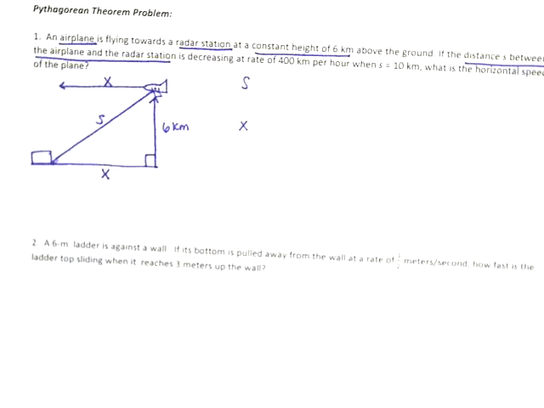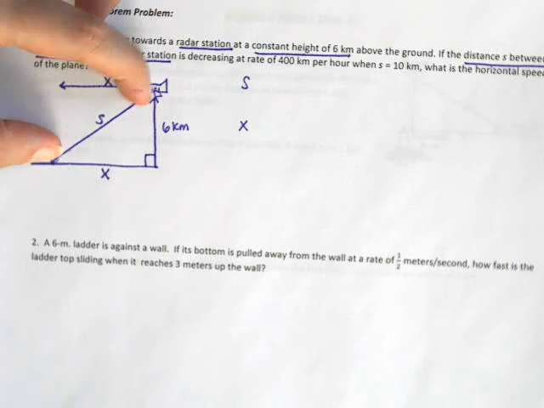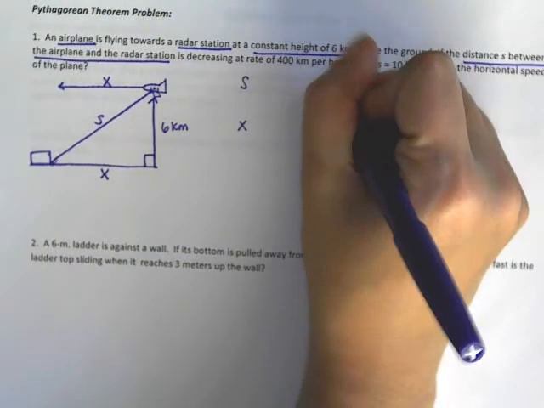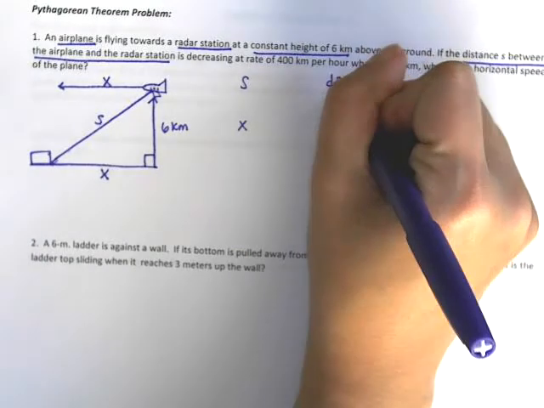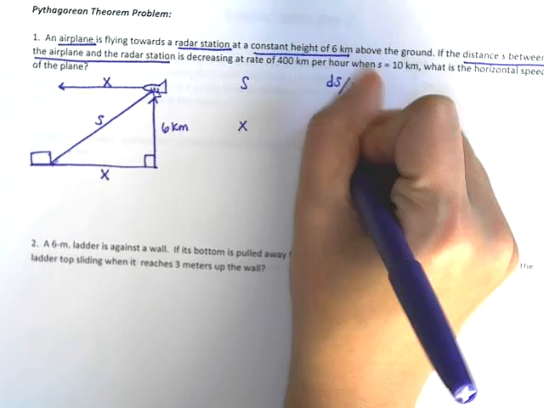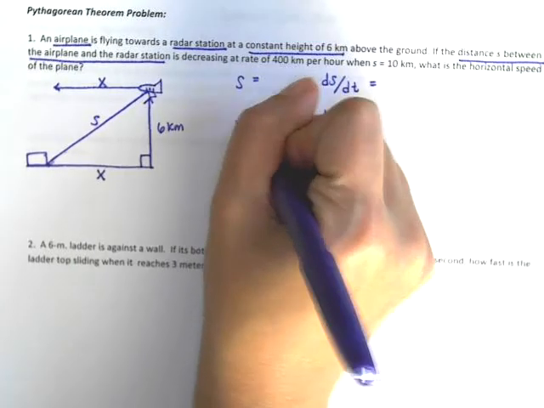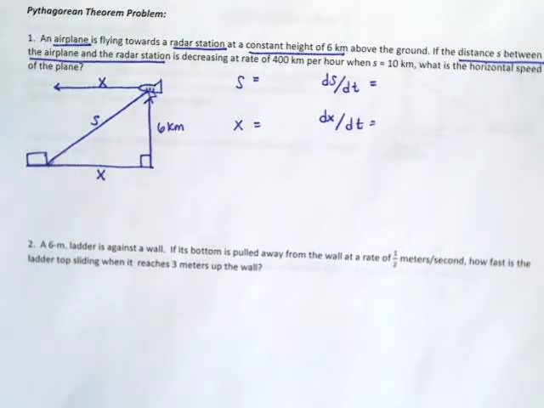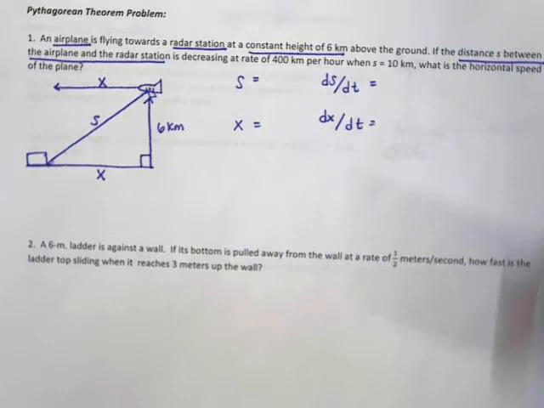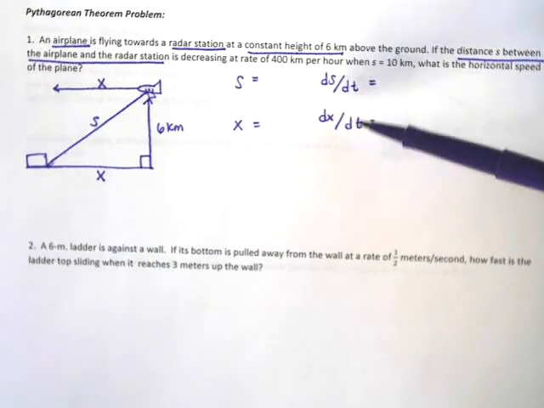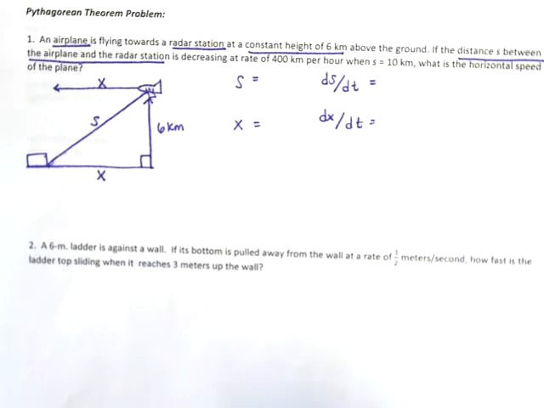Because both s and x are changing, the distance here is getting smaller because this is getting smaller. I would write ds/dt and dx/dt. This is the whole listing your variables and listing what you know. We've got s and x, we've got the rate of s, we've got the rate of x. Now let's fill in what we know.